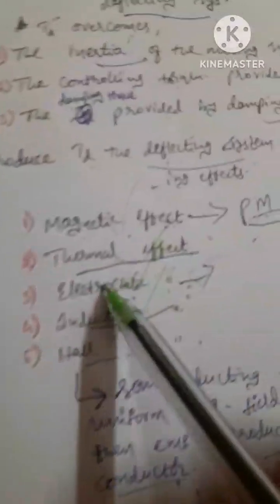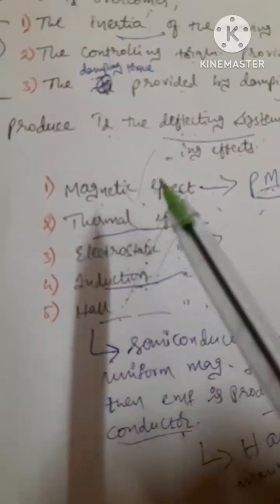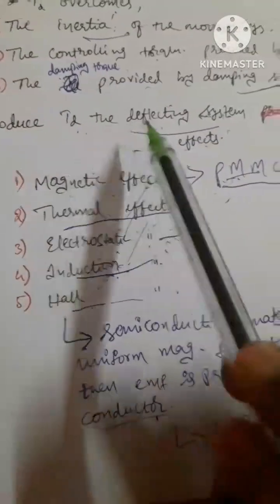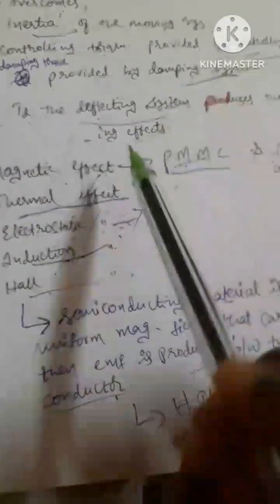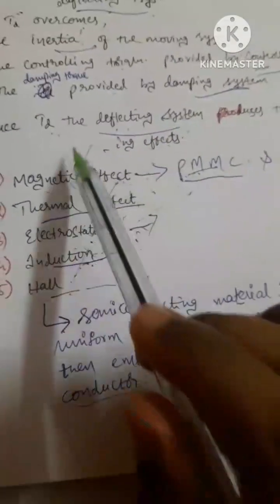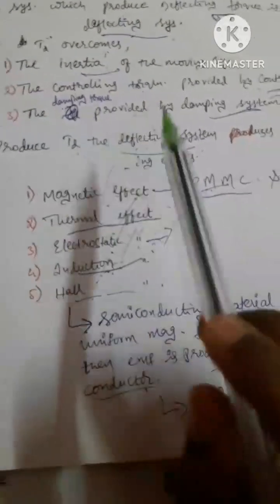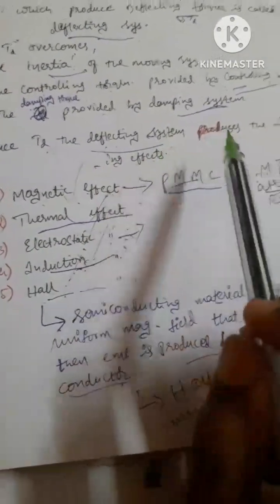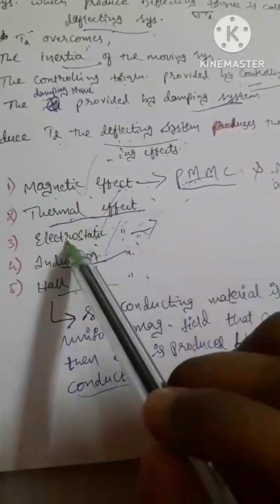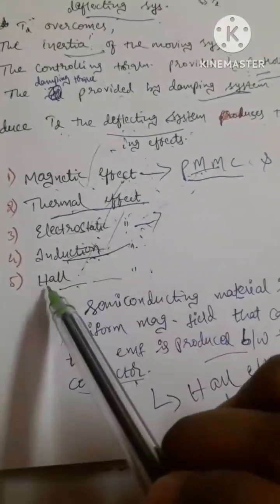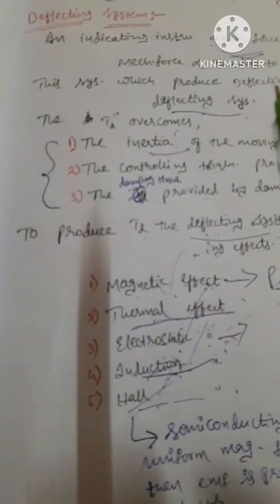So these are the effects that produce deflecting torque in the deflecting system. To produce the deflecting torque, it uses the following effects: magnetic effect, thermal effect, electrostatic effect, induction effect, and Hall effect. So this is about the deflecting system.